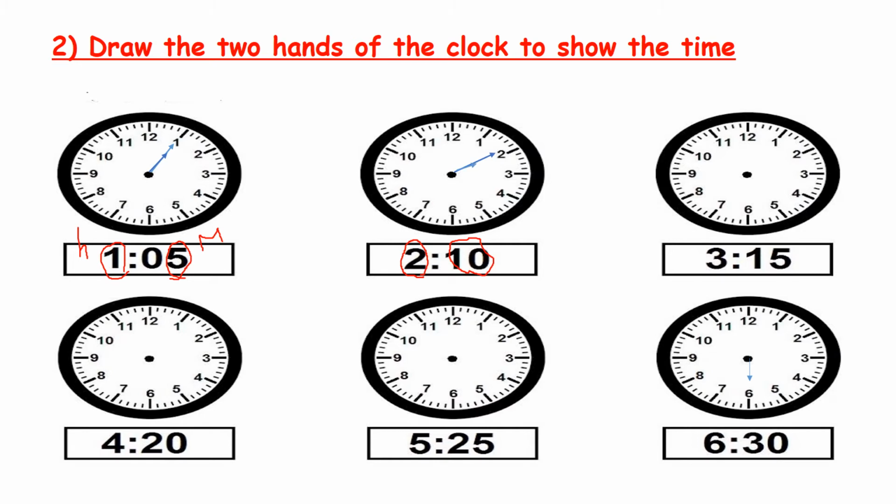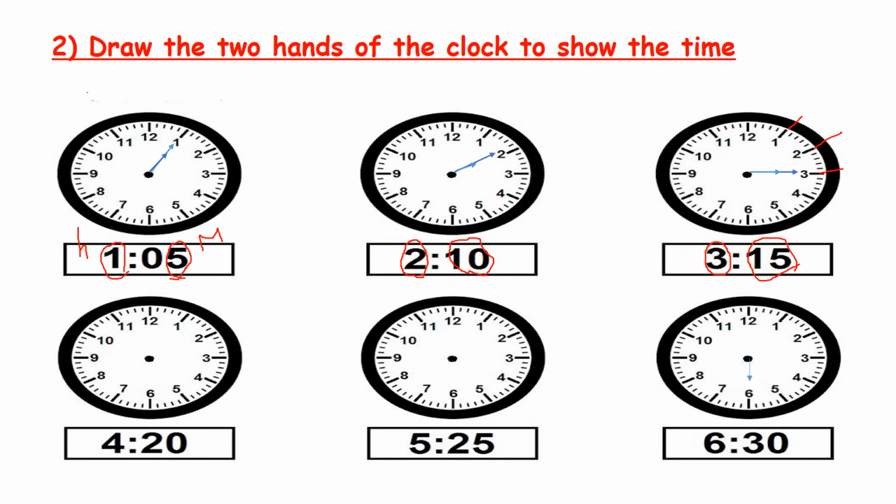Here the time is 3 and 15 minutes. So just the short hand will be at 3 and the long hand at 15. So which one gives us 15? So it's here 5, 10, 15. So it's at 3. So we're gonna draw the long hand here at 3 and the short hand also at 3.